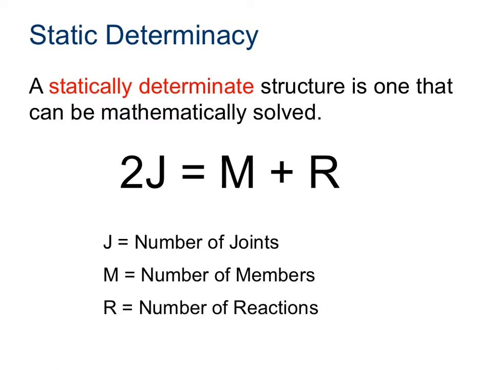And we can do that very simply by this equation that says 2j is equal to m plus r, where j is the number of joints, m is the number of members, and r is the number of reactions. So that's those pin or roller reaction supports is r. Remember, the pin has 2 reactions and the roller has 1 reaction.